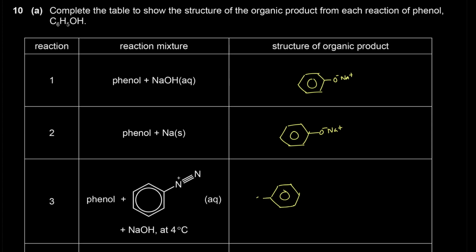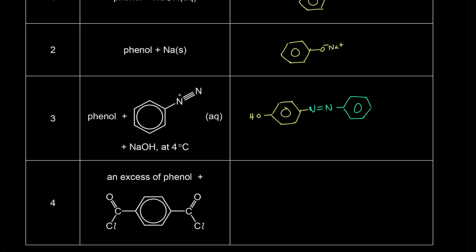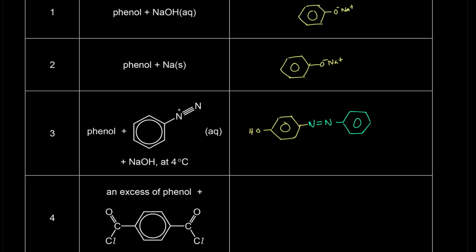Let's say you have the phenol here. Then what will happen is you're going to make this azo dye linkage over here, and then you have this benzene ring. So you've made an azo dye over here. And the last one is if you have an acyl chloride reacting with phenol. For the first two, you can also write just the anion as well.